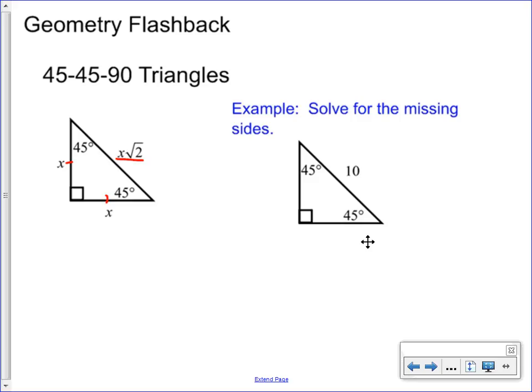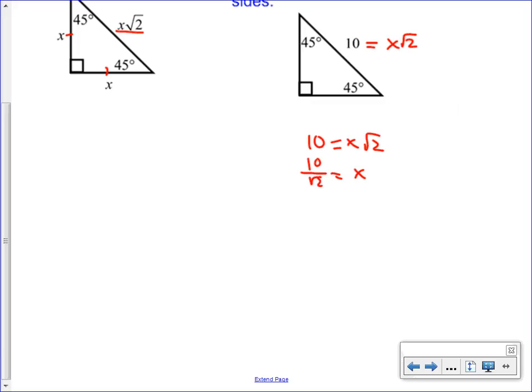So for example, if you want to solve for the missing sides, we know this is a 10. Well, that's the x root 2 part. So if you just solve 10 equals x root 2, divide by root 2, so 10 over root 2 equals x. Rationalize it, so 10 root 2 over 2 is x. Therefore, 5 root 2 has to be the x. Then you can easily solve for the sides. Since they're the same, they're both 5 root 2.